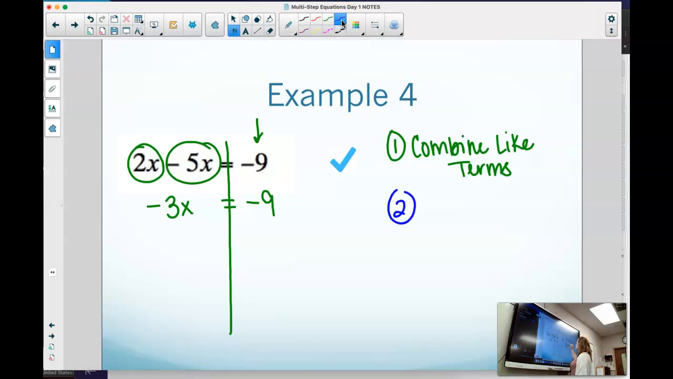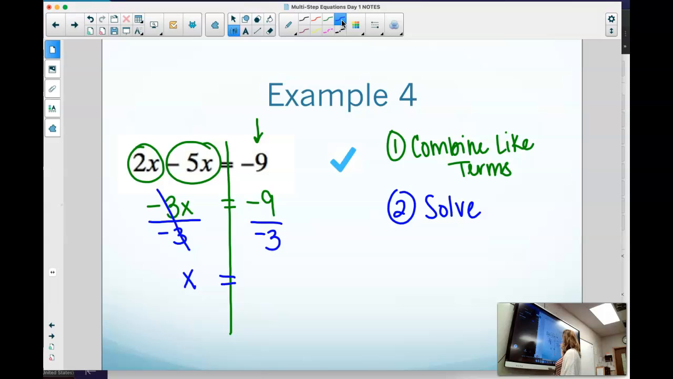Step 2 is to solve. Remember, sometimes you get a one-step equation, sometimes it's a two-step equation. This is a very simple one-step equation, so we're just going to divide by negative 3. To get the x by itself, x equals 9 divided by 3 is 3. A negative divided by a negative is positive. So x equals 3 is your answer, and you're done. Okay, that is the end of the video.